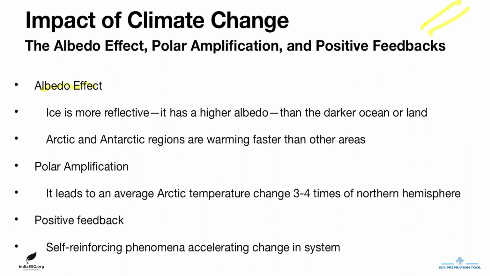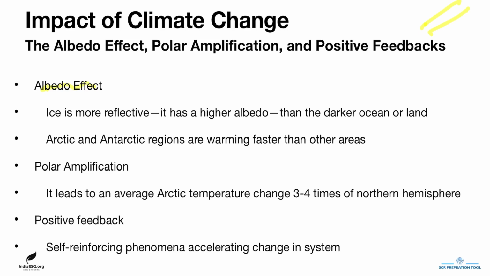How this happens is ice is more reflective, so this reflection is called a higher albedo, and ice has a higher albedo as compared to darker ocean or land. So the previously ice covered areas absorb more solar radiation, heating up the atmosphere, which in turn melts more ice, exposing more dark areas and reducing the Earth's overall albedo. So this is called albedo effect.